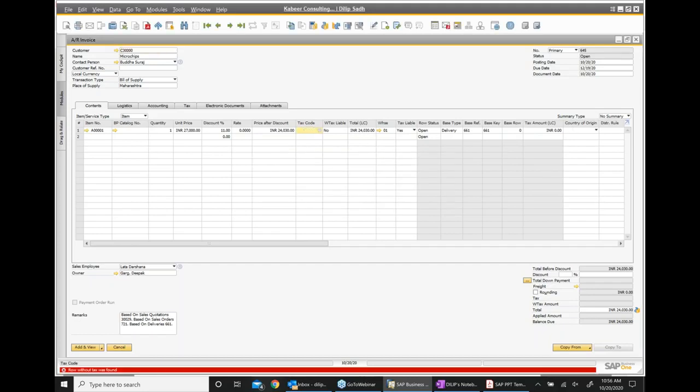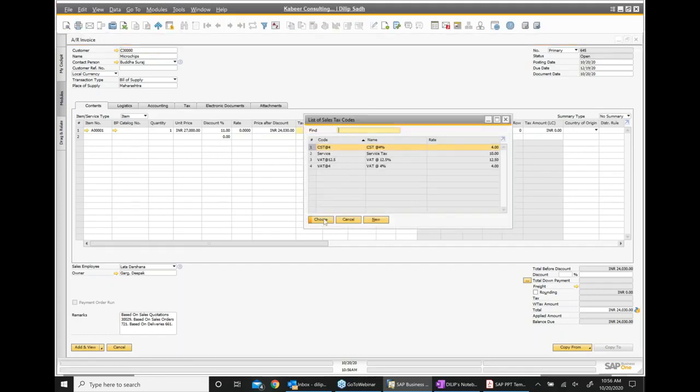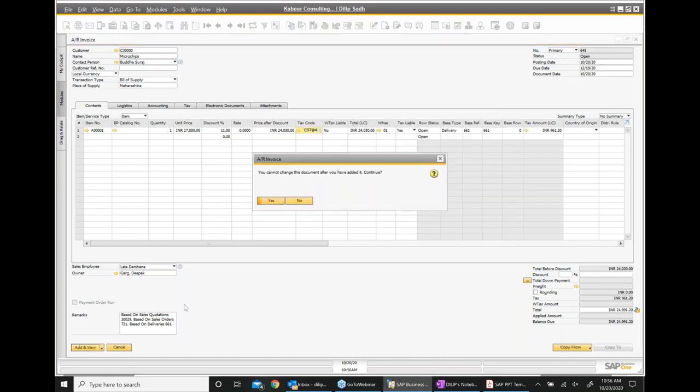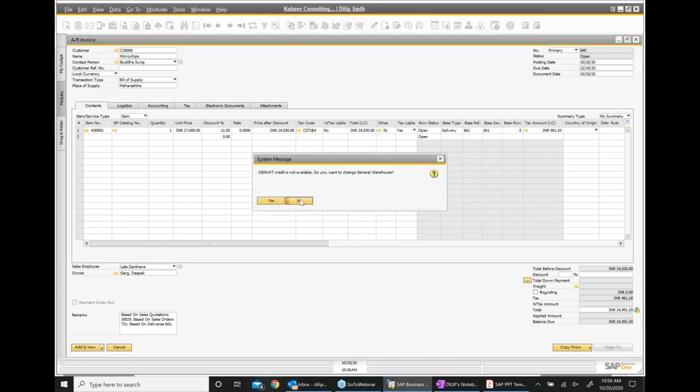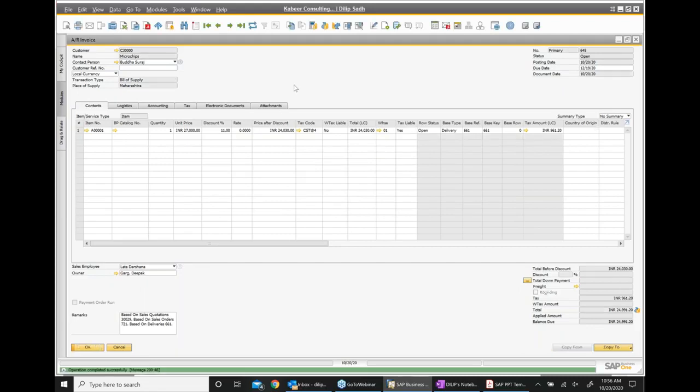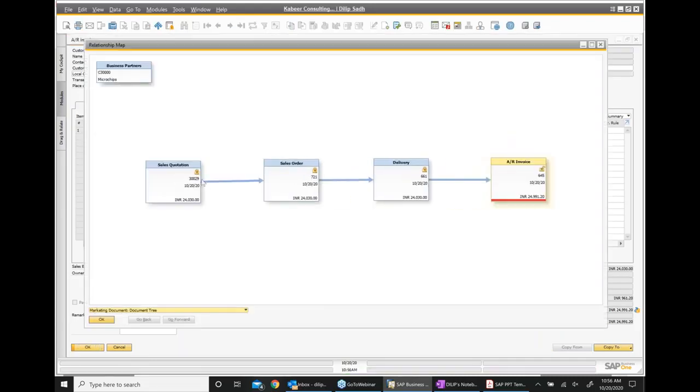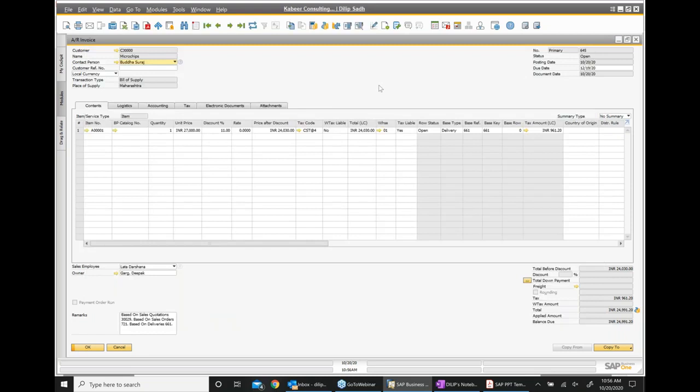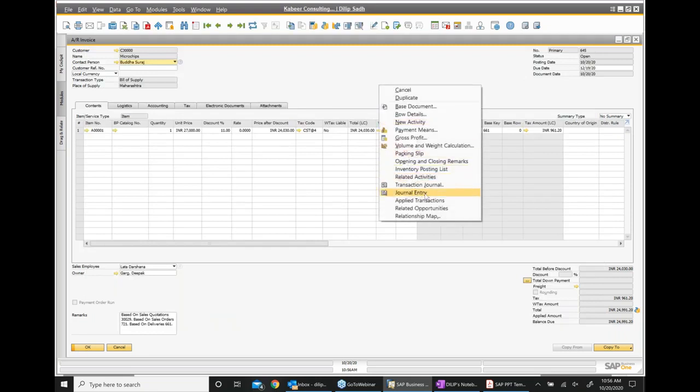We enter the tax. It's the same sales cycle, nothing different about it. It's basically what we have done multiple times. The important thing is the entries. We go to the relationship map: quotation, sales order, delivery, AR invoice. Okay, close it. Now in the AR invoice, we have a general entry.